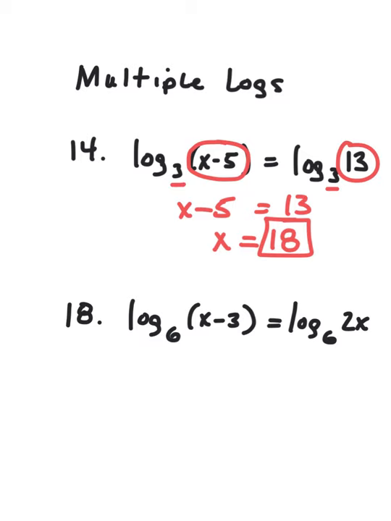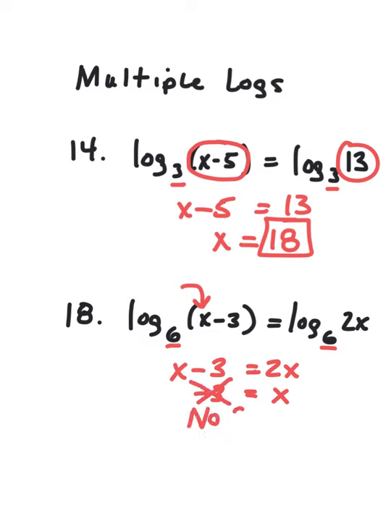Number 18, you can see our bases are the same. We have multiple logs. I'm going to set these equal. And by solving, I could subtract x, and I would get x to be negative 3. Now, if you check this and you plug negative 3 in for x, you can see here that you'd be taking the log base 6 of a negative 6, which you cannot do. And so therefore, this is not a solution. And in this case, there would be no solutions to this equation.